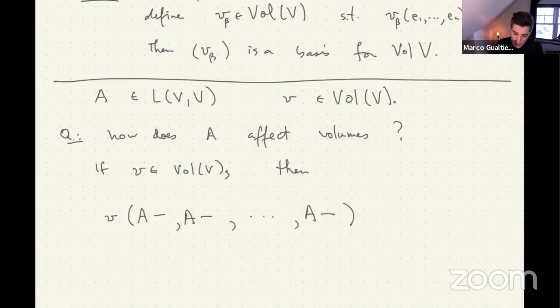Now, if V was a multilinear function, a function of n arguments, this is now another function. Let me call it pre-multiplying by A. We get this expression.